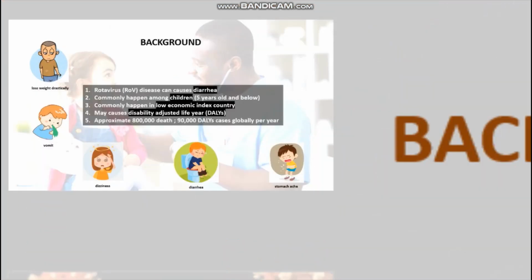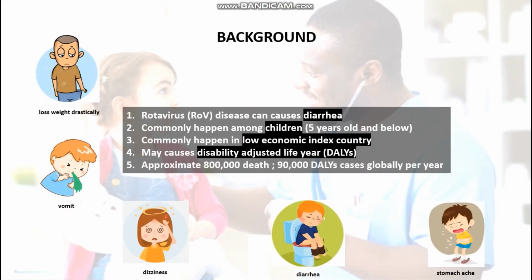Basic background of rotavirus: it causes diarrhea, it commonly attacks children below 5 years old and mostly happens in poor countries. It causes disability-adjusted life years, or DALYs. These are all the symptoms once affected by rotavirus.